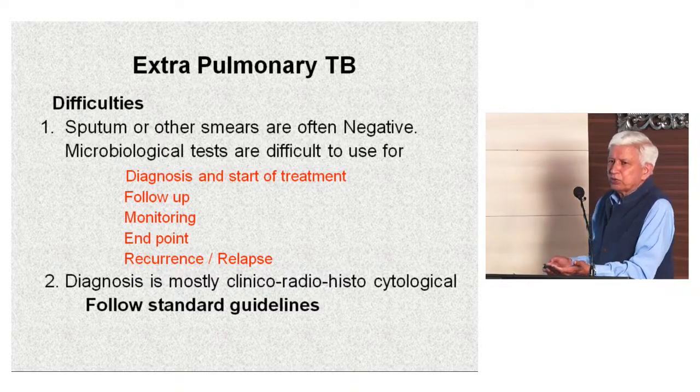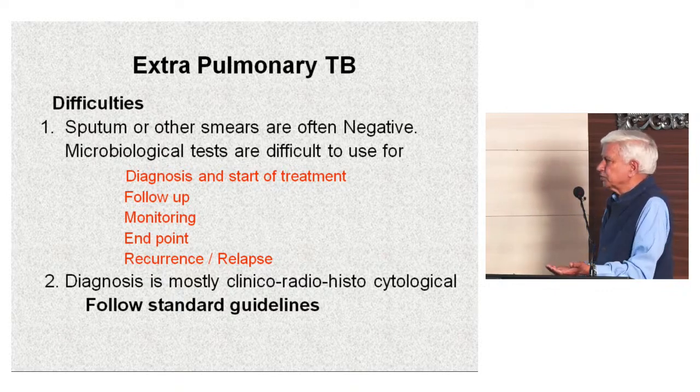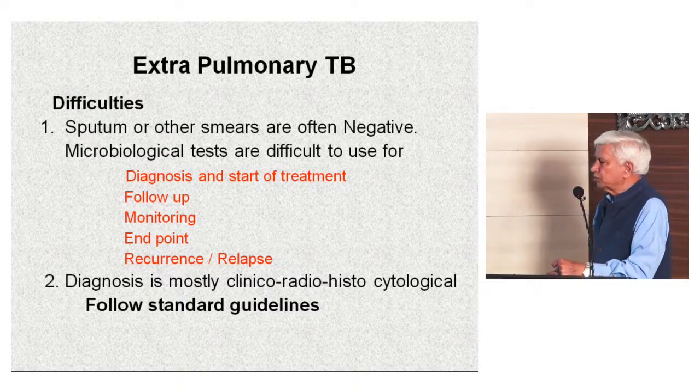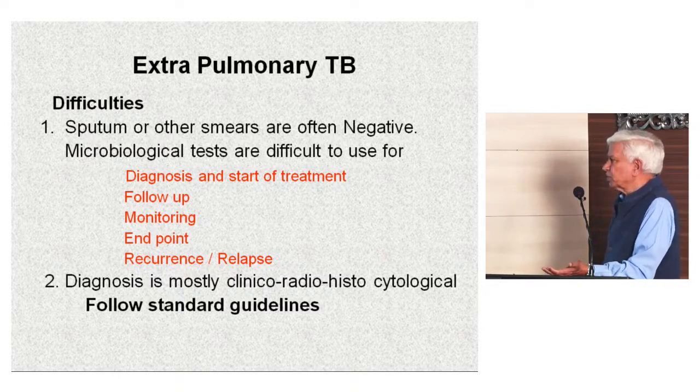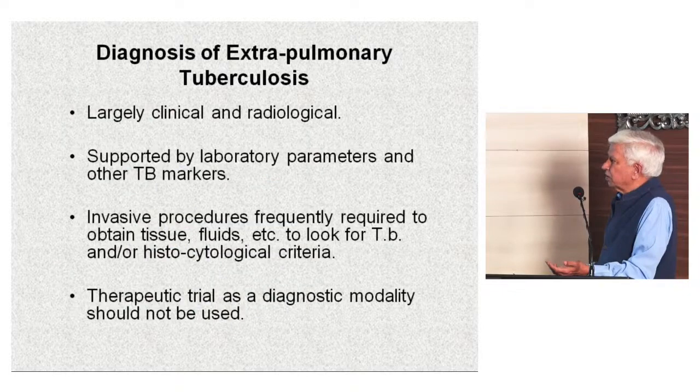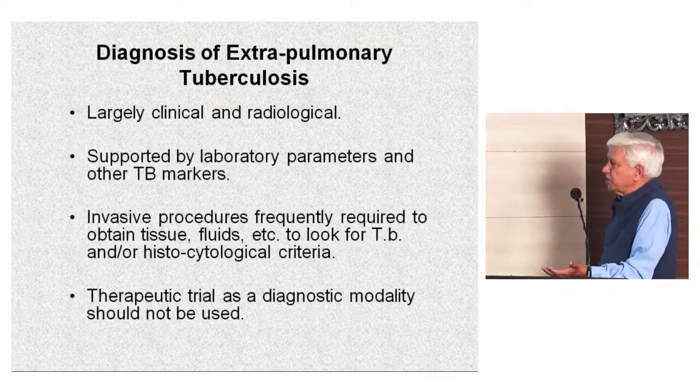So you just have to go according to the protocol, that you are stopping at 9 months or 1 year. Recurrence is also difficult to find, relapse is also difficult. So all these things are relatively difficult to talk about in extra-pulmonary tuberculosis. So the standard guidelines are followed, and that's what we have to do. Most of the time the diagnosis is clinical or radiological, with laboratory parameters and TB markers. Invasive procedures are required initially, but you cannot go on repeating histopathology every time. A therapeutic trial should not be used as a diagnostic test.